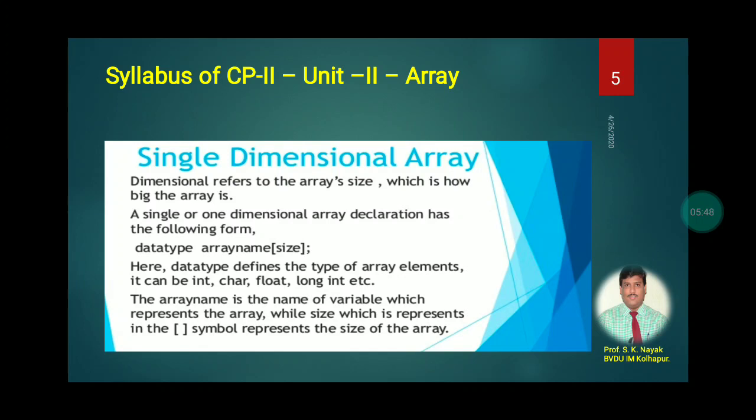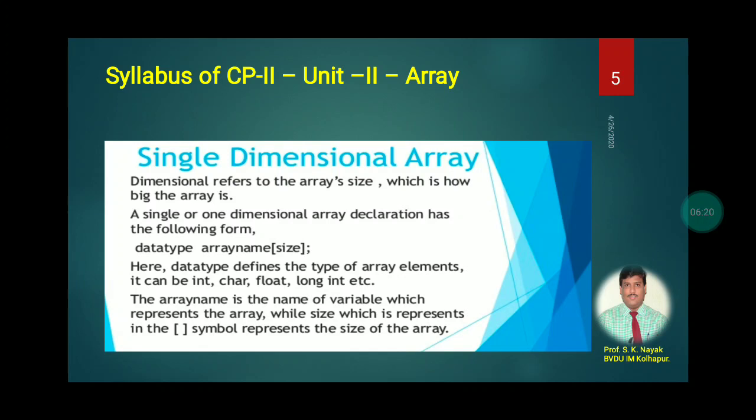Here, array is an example of a non-primitive data structure. Why? Because it takes the help of primitive data types like int, character, float and long. In a non-primitive data structure, we cannot implement the data structure directly. We have to take the primitive data types so that we can implement it.